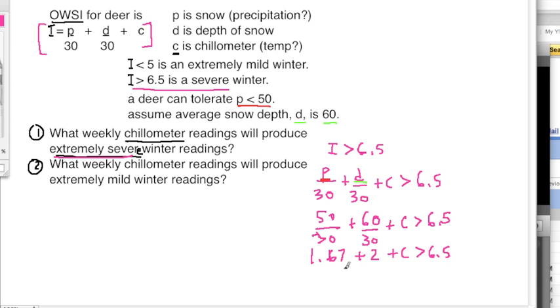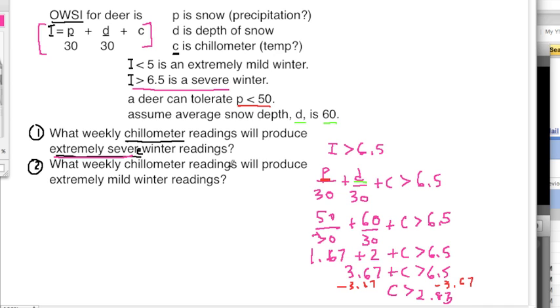50 divided by 30 is 1.67, 1 2/3. 60 divided by 30 is 2, plus C, that should be greater than 6.5. That's what we want to know. When is this true? This is 3.67 plus C is greater than 6.5. If we subtract 3.67 from both sides, we get that C is greater than 2.83. I hope that's legible. Okay, so that's the answer for 1.